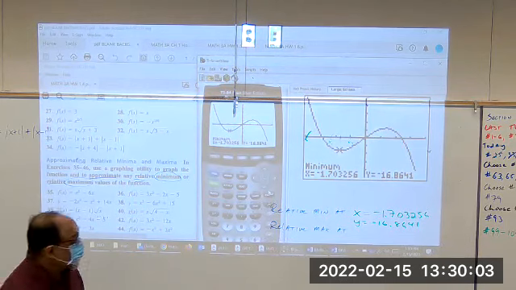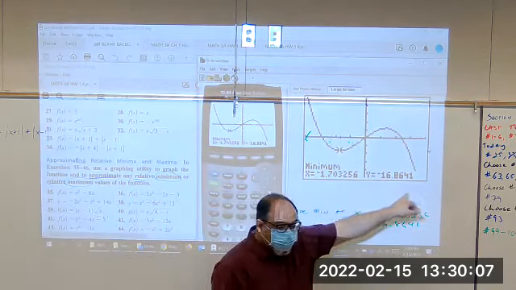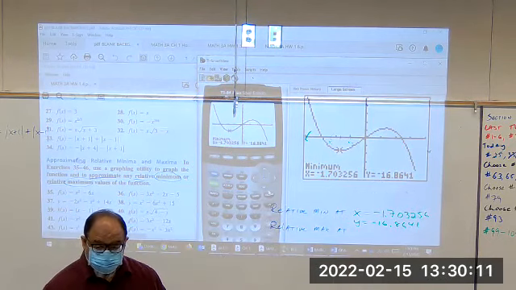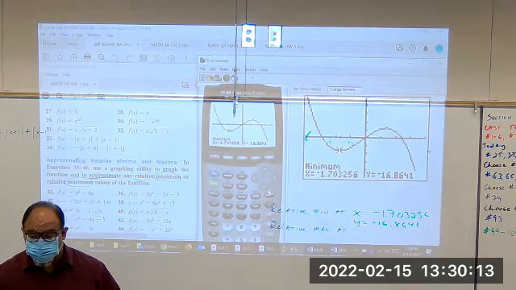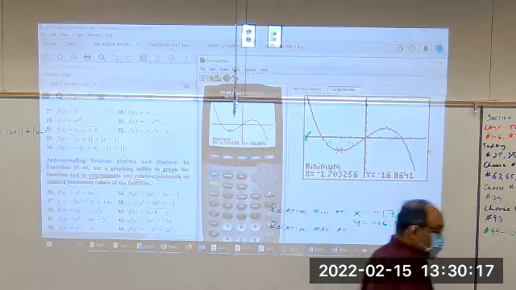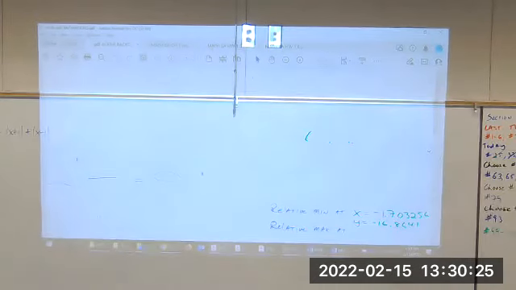But you get two things when you use a calculator. You get the x value and the y value. Most times students should just put the x. When they really are asking you what is the maximum value or the minimum value, they want the y value. So if we look in the back, the answer is going to be negative 16.86. Oh.